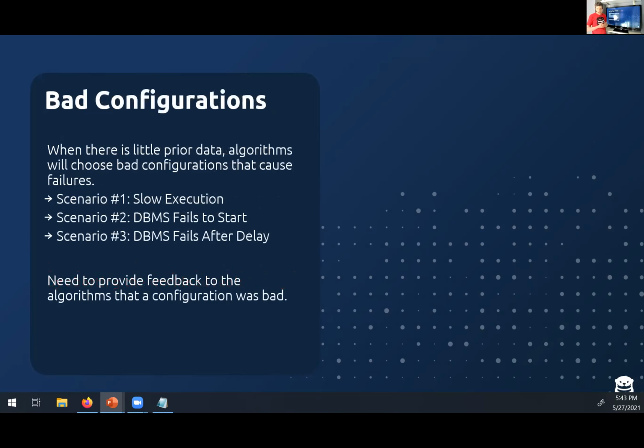But now the challenge is, how do you deal with these bad configurations? How do you incorporate feedback to your models and say, hey, we tried something and it didn't work, don't try it again? There are actually 3 scenarios that can occur that you have to deal with for bad configurations. The first one I've already talked about, a slow execution. I try some knob values that are suboptimal and it takes a long time and I have to go ahead and kill it.